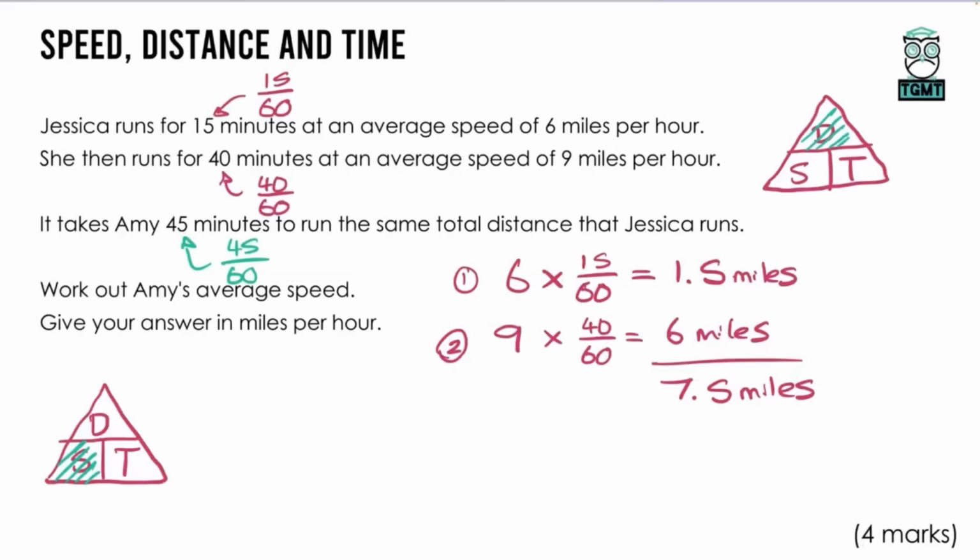So the distance we already know is 7.5, and we need to divide that by the time, which is 45 over 60. And if we type that into our calculator, 7.5 divided by 45 over 60, that gives us a final answer of 10. So it says here, work out Amy's average speed. Well, she is going 10 miles per hour. And there we go. It wanted us to give our answer in miles per hour. And the reason that we were converting everything into fractions there was because it wanted the answer in miles per hour. So there we go. We've got our answer in miles per hour. And there is our speed, distance and time question.